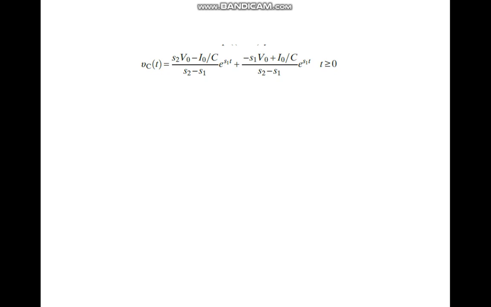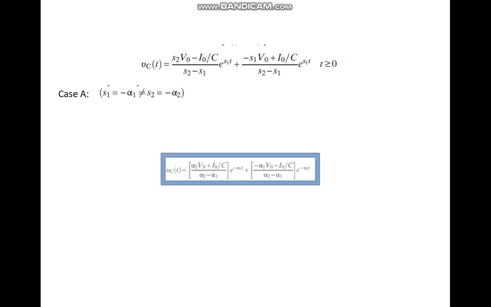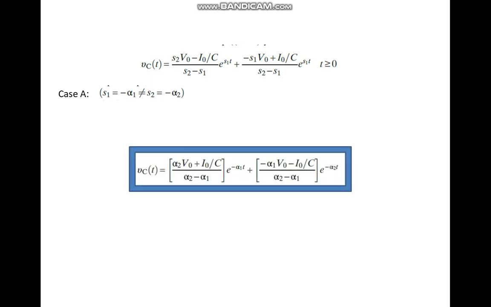For the expression of Vc of t for different values of S1 and S2, we discuss three possible cases. For example, in case A, when the roots are real and distinct, we say root S1 is minus alpha 1 and S2 is minus alpha 2, where the two roots are real and have different values from each other. Then the expression of Vc of t becomes pretty straightforward, that is, by inserting the value of S2 and S1 in this expression, we get an expression like this.